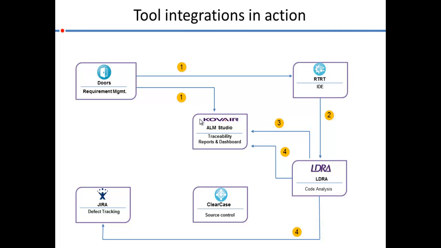Now, after the LDRA analysis is completed, another dialog box will pop up to select the requirement to link it to the code file, and the file will be checked into ClearCase. At the end, we will look into the entire traceability chain that got generated in Kovair due to all these actions. Now let's get on with the demo flow.